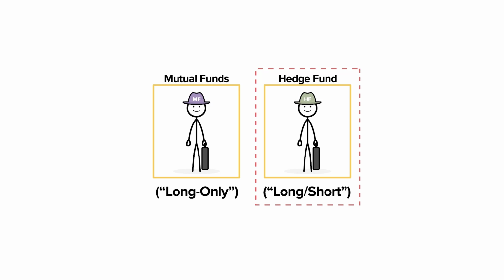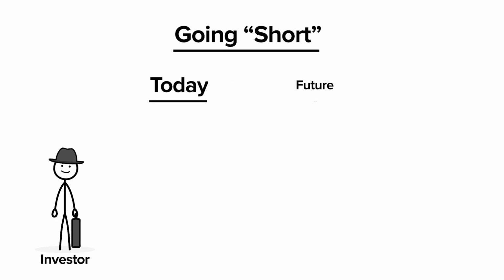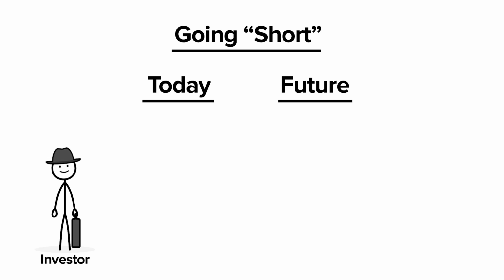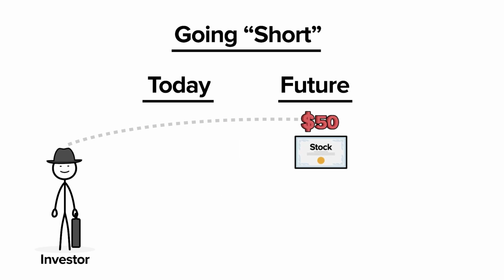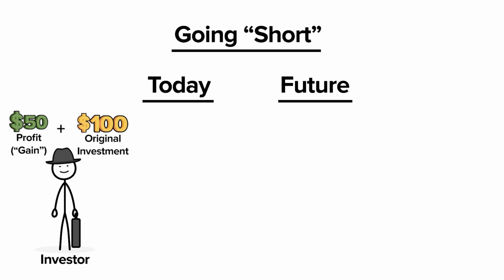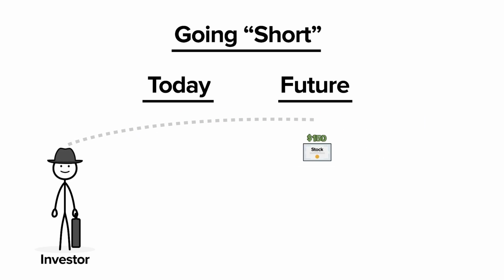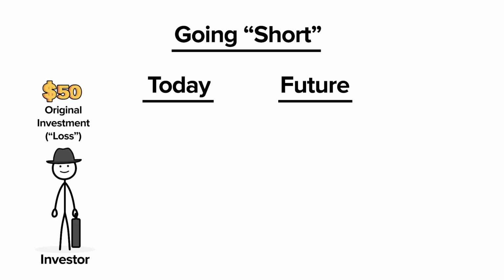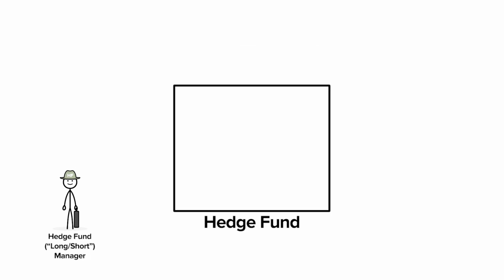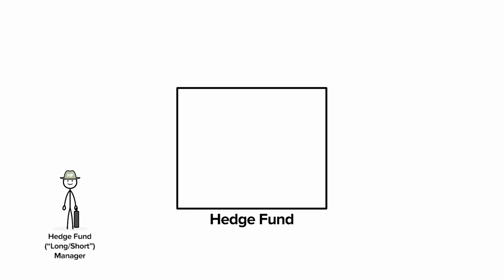Let's look at what it means to short. Going short is the opposite of going long. When you go short, you're betting the stock price will go down over time. For example, if you go short at $100 and the stock declines in value to $50 when you exit, you generate a $50 profit. Conversely, if the stock had increased to $150 per share when you exited, you would have incurred a $50 loss. The mechanics behind shorting are beyond the scope of this discussion and will be covered in a later video.